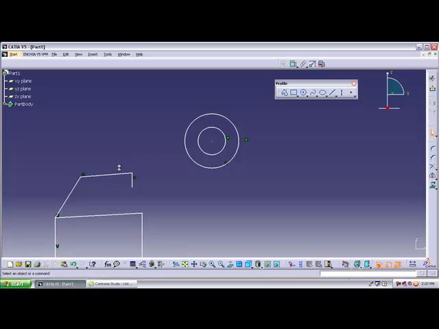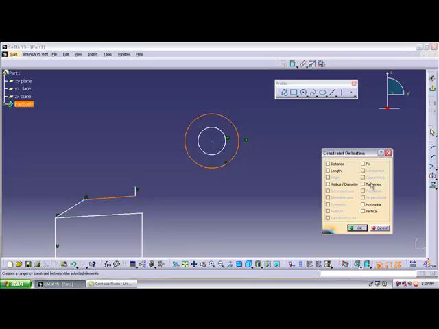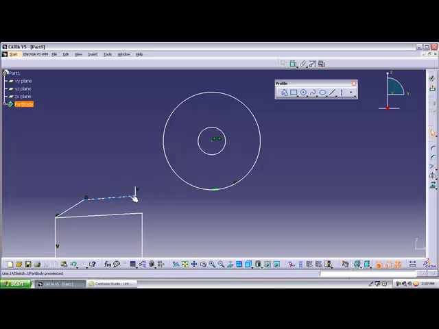Okay, so there is no relation between a circle and the line. I want to apply the property of tangency between the circle and line. So select the line, select the circle, and select the geometric constraints. Here you will have the option of the tangency. By the tangency property, I make a relation between the circle and the line as the tangency.